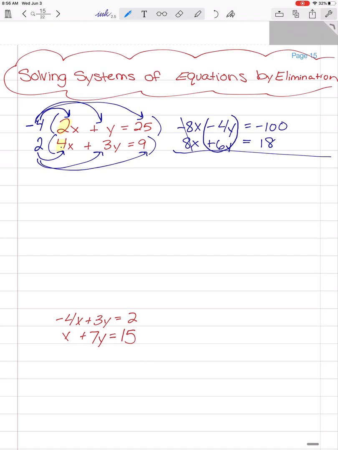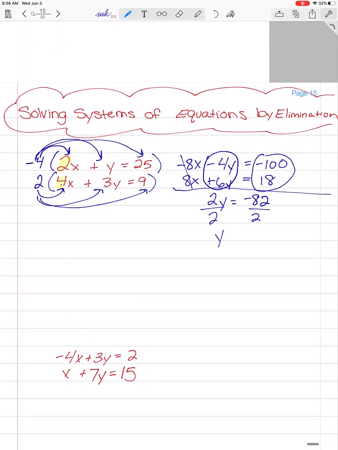Negative 4y plus 6y is 2y. Negative 100 plus 18 is negative 82. Divide by 2, so y is equal to negative 41. So we have our y, but now we need to find our x. The way we find our x is we're going to substitute into one of these original equations.